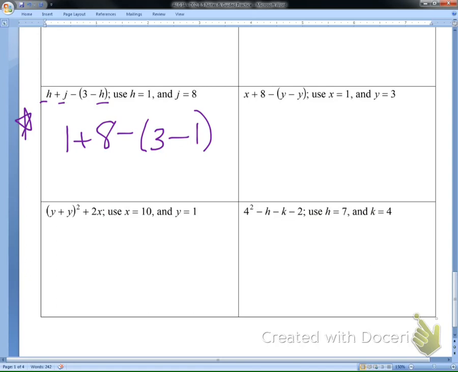So now I need to follow my order of operations. Whatever's in parentheses first, 1 plus 8 minus 3 minus 1 is 2. And then follow your order of operations. 1 plus 8 is 9, minus 2 equals 6. So that problem wasn't as bad. I was trying to find one with the parentheses that you need to be careful with, and okay, we're going to do the one right beside it. I guess that's the one I was trying to find.